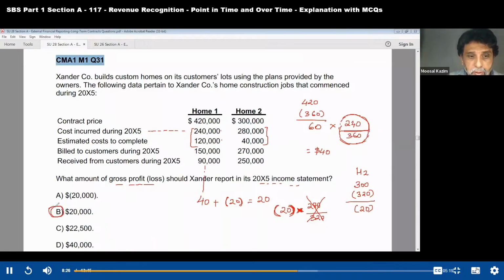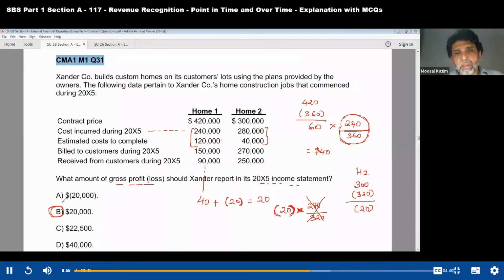I hope you understood the concept here. So what is the takeaway from this question? I have shown you how they recognize profit, how they apply the cost to cost method while recognizing profit, and how to account for a loss. Loss, we would not take a percentage, we would recognize the entire thing. So these are the takeaways.